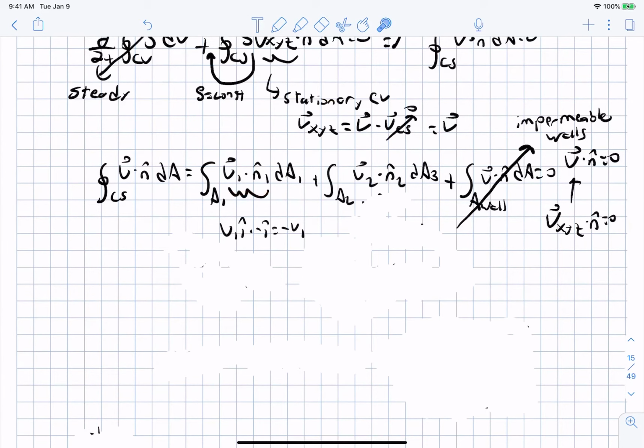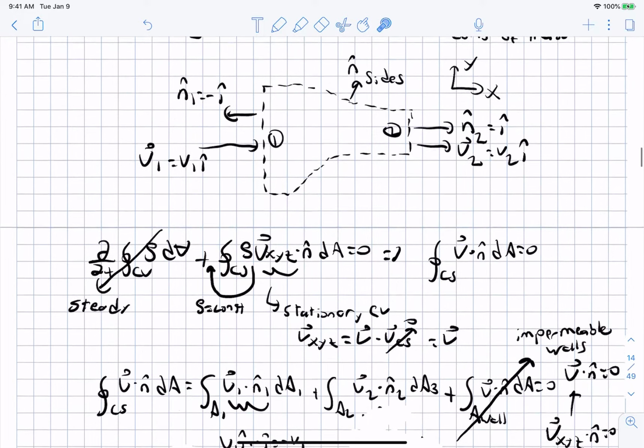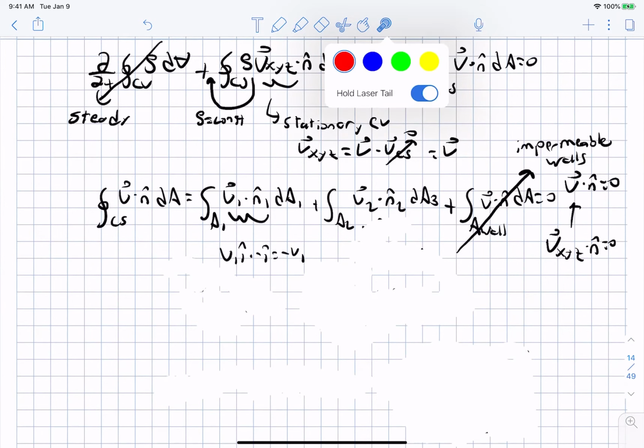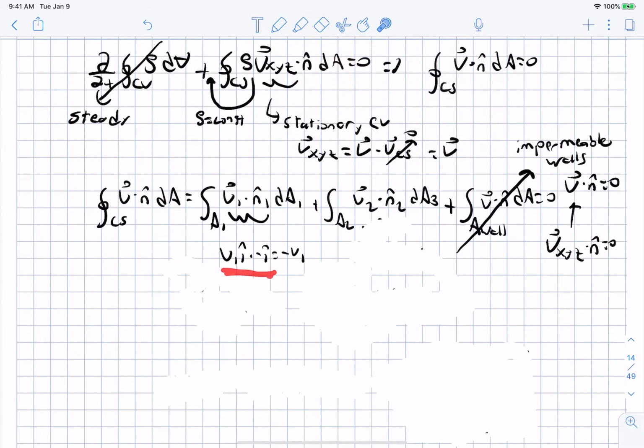We have all the I hats drawn. We know in this diagram here that n hat 1 is equal to minus I hat, and v1 is equal to the velocity magnitude at station 1 times I hat. And so we take these and then dot them together, and we get minus v1. Okay, then this equals, we then take this, stuff it into here, and we get this integral here.